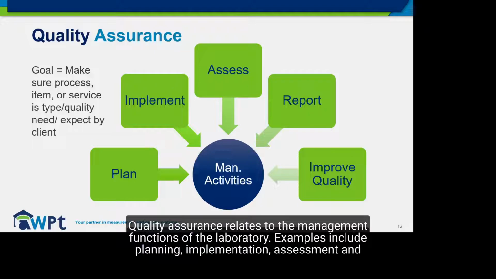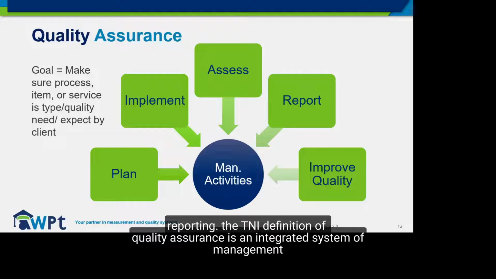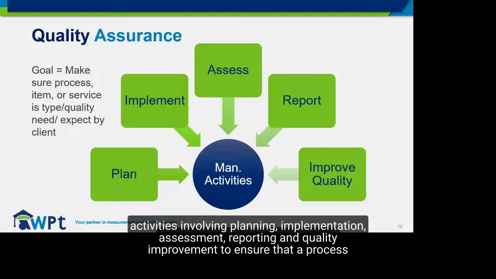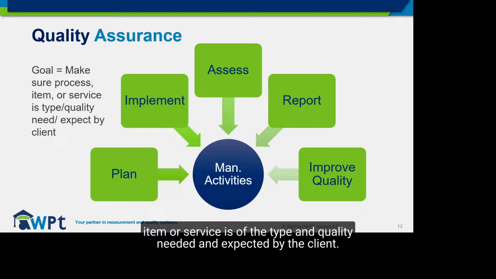Quality assurance relates to the management functions of the laboratory. Examples include planning, implementation, assessment, and reporting. The T&I definition of quality assurance is an integrated system of management activities involving planning, implementation, assessment, reporting, and quality improvement to ensure that a process, item, or service is of the type and quality needed and expected by the client.